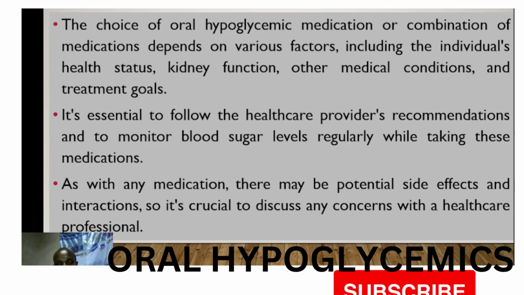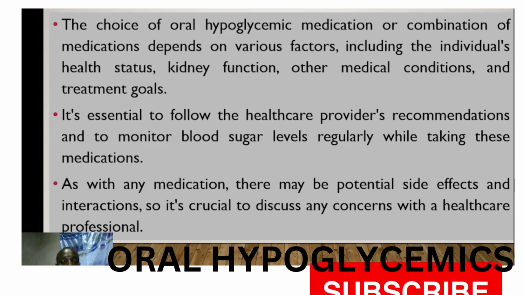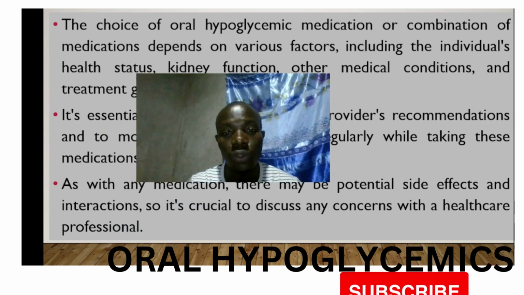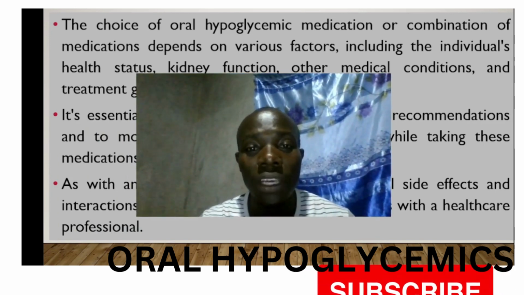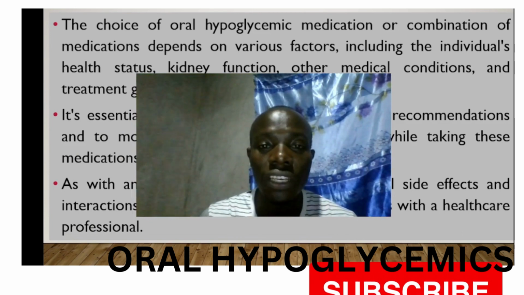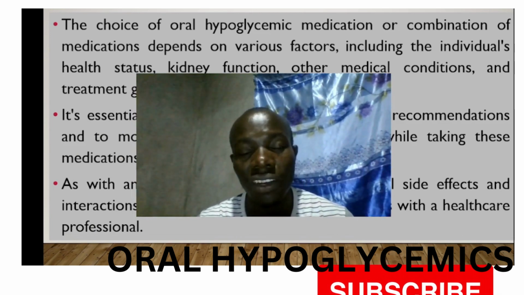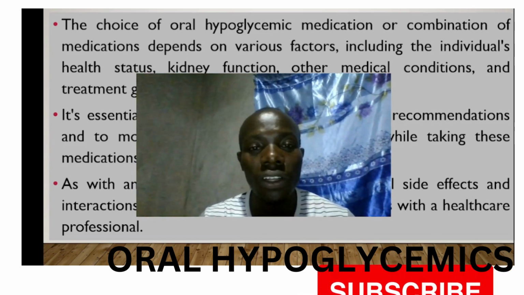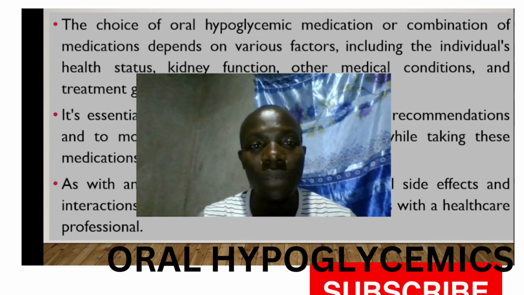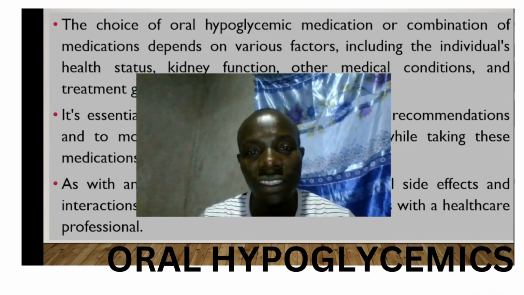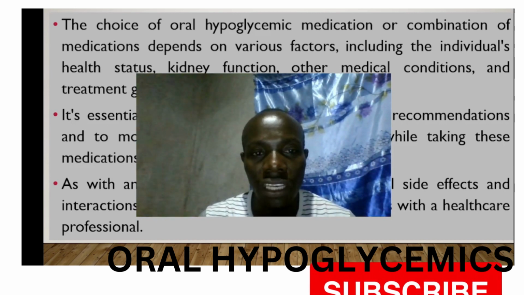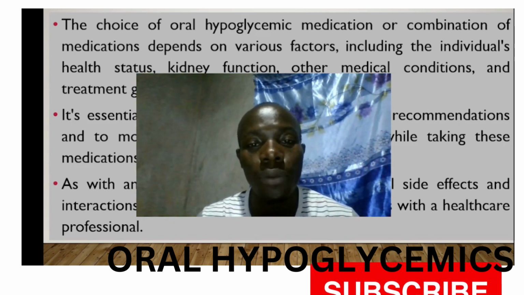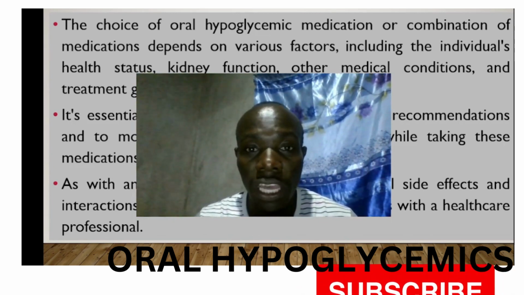So guys, those are the 8 oral hypoglycemic agents that we know, starting with the biguanides, sulfonylureas, meglitinides, the DPP4 inhibitors, alpha glucosidase inhibitors, the thiazolidinediones, and the bile acid sequestrants. So guys, these are some of the 8 classes of oral hypoglycemics. Remember to look at them and revise.